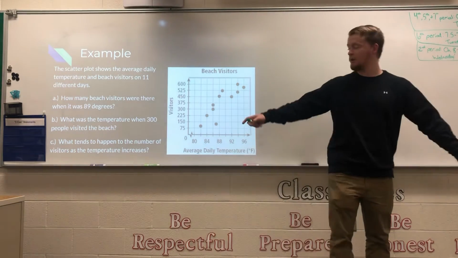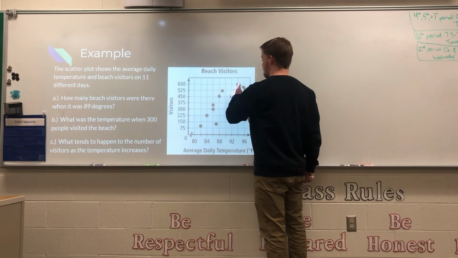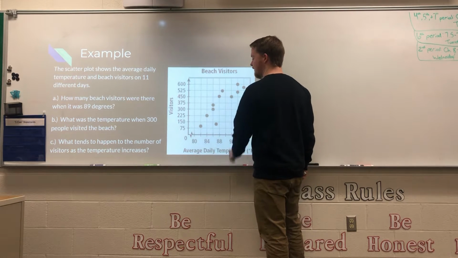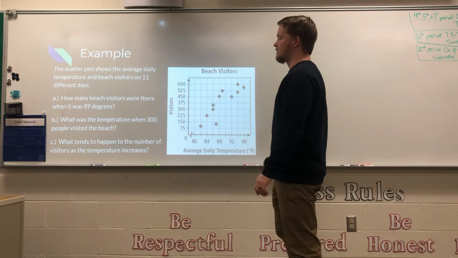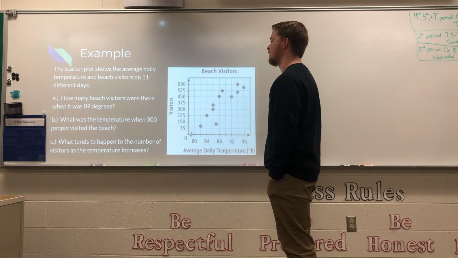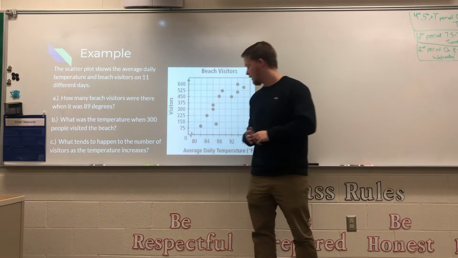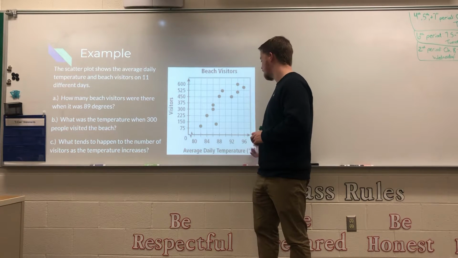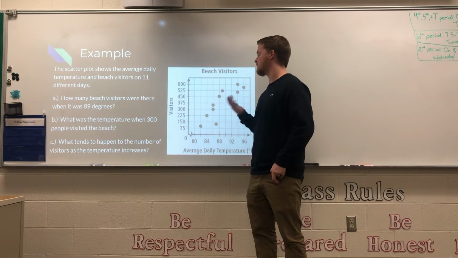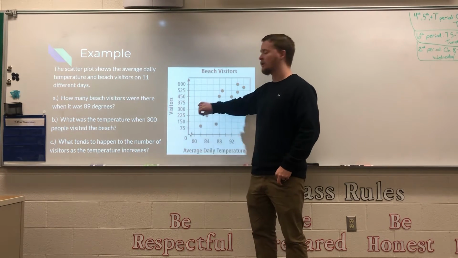So this is what a scatter plot looks like. As you can see, there are points all over the place, and it's still on a regular graph like you would usually see. This says the scatter plot shows the average daily temperature and beach visitors on 11 different days. With scatter plots, you have two different sets of data. Here, we have the average daily temperature and the number of visitors. We're taking two different data sets and putting them together in one graph.